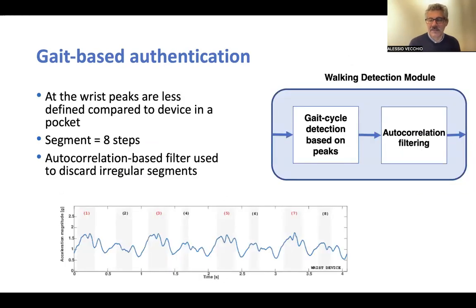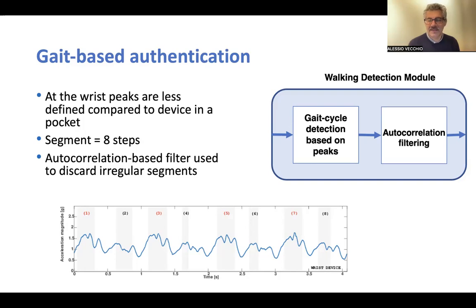Here we can see the main steps of the walking detection module. First of all, there is a gait cycle detection phase that is based on recognizing peaks in the acceleration signal. And then a second step is autocorrelation-based filtering. During the first step, the idea is to identify the peaks in the signal. Peaks correspond to steps, okay? And when we have 8 steps, that is a gait segment in our method, okay?